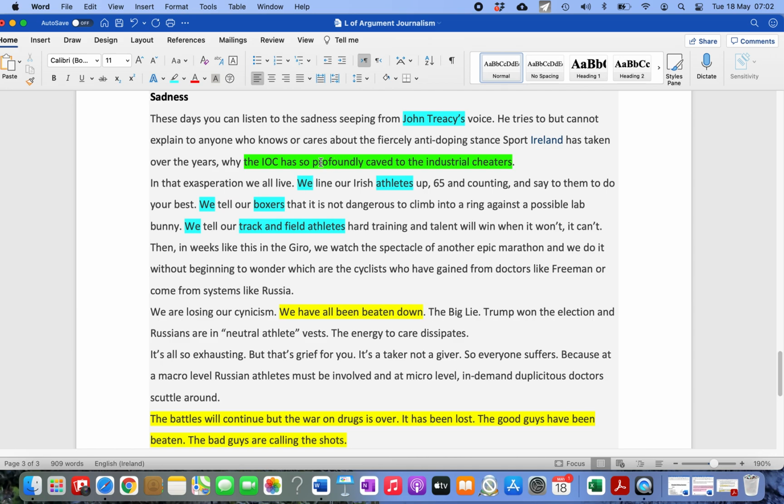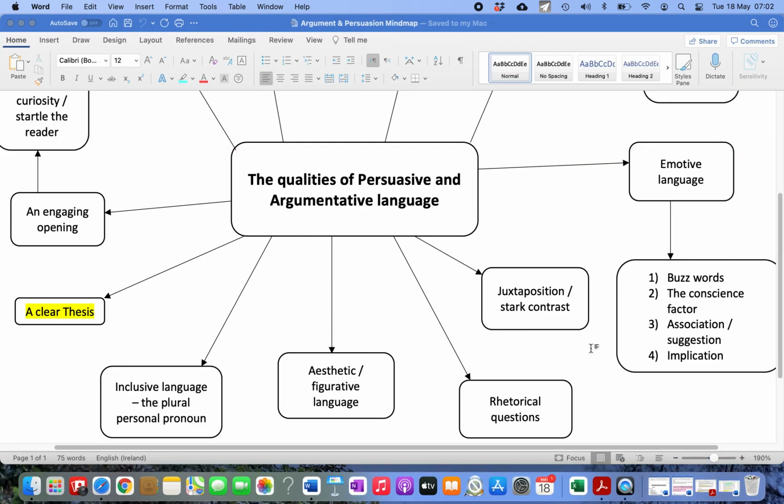examples of aesthetic language. The IOC has so profoundly caved in to the industrial cheaters. Look at the language there. The language there is very emotive. This image of an organization being put under so much pressure that it collapses under the force of not just cheaters, but industrial cheaters. So these are examples of buzzwords.